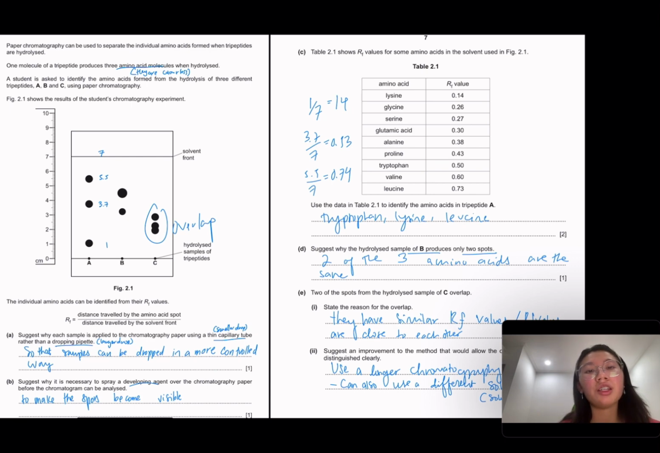A. Suggest why each sample is applied to the chromatography paper using a thin capillary tube rather than a dropping pipette. By the way, for a thin capillary tube, the drops tend to be smaller, so you might have more control over the drops. But for your dropping pipette, usually it's very large, no control, it's kind of difficult. So the purpose is basically so that samples can be dropped in a more controlled way.